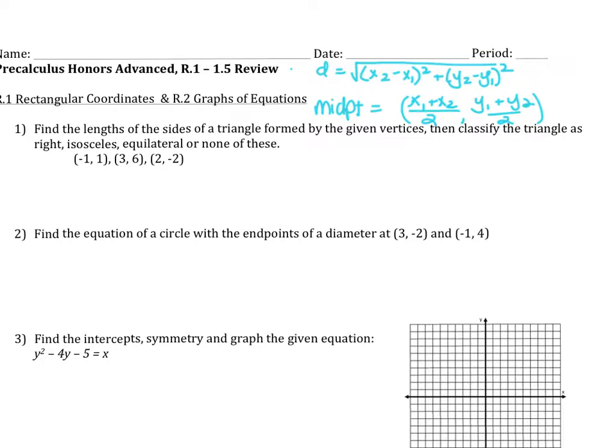So if it's equilateral, all 3 are the same. If it's isosceles, 2 are the same. If it's right, then a squared plus b squared equals c squared. Remember that when you're giving the answer to the lengths of the sides, they need to be simplified square roots.